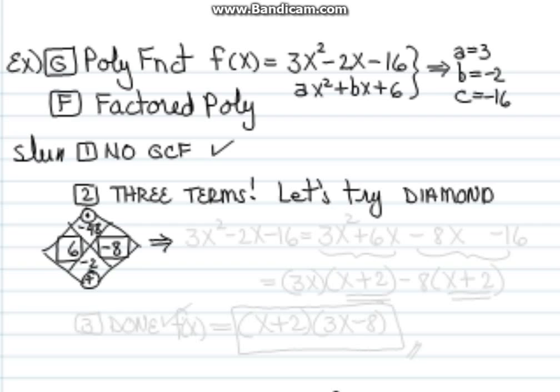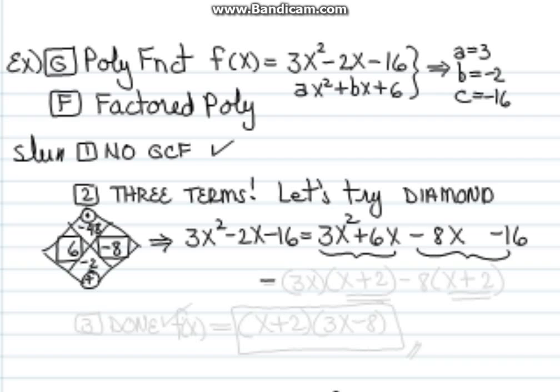I extract the center term, negative 2x, and I replace it with 6x minus 8x. So the first term stays, and then minus the 2x. Oh, that's the original question. 3x squared minus 2x minus 16. That equals the first term, and then the last term, negative 16. And in the center, insert positive 6x minus 8x.